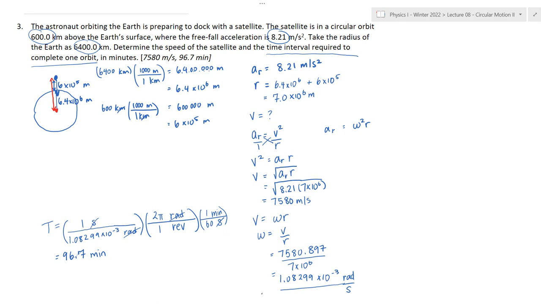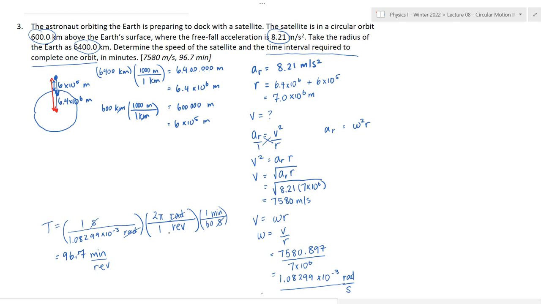And then you can change it if you want radians to be in revolutions instead, because period is how long does it take to do one revolution. So you would have to change it to seconds per revolution. So really my answer is 96.7 minutes per revolution, because if we look at the units, the radians cancel out, the seconds cancel out, and we're left with minutes on top and revolutions on the bottom.